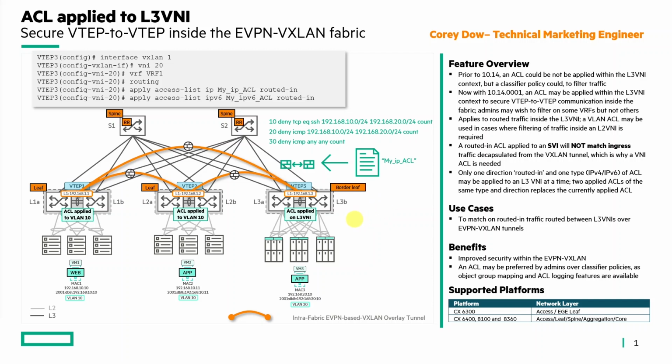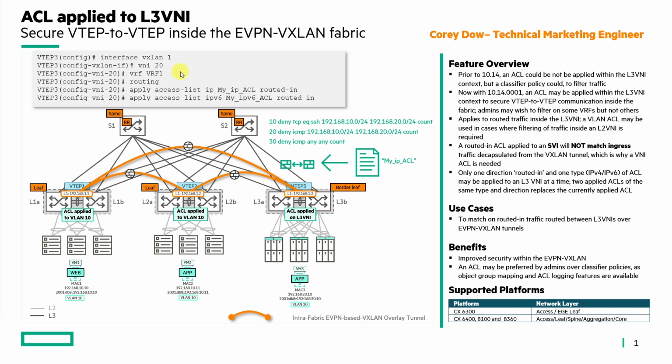But with L3VNI, it's a little bit special in that it has internal structures or VLANs that get mapped. So you can't specify a router ACL in this case that would be applied to SVI 20. It has to be an L3VNI to match these rules correctly. And so for the L3VNI, only one direction, routed in, and type of ACL, IPv4 or IPv6, can be applied to an L3VNI at any time. Applying two ACLs of the same type and direction simply replaces the currently applied ACL.